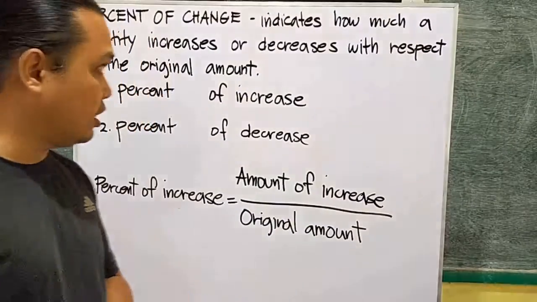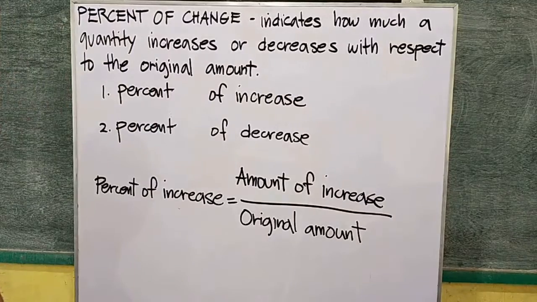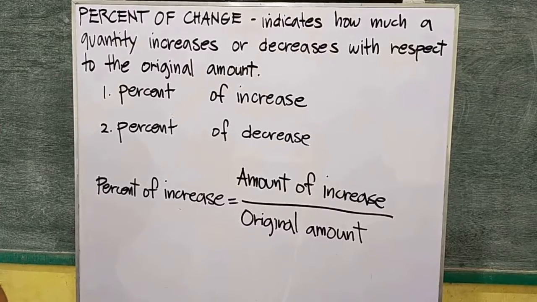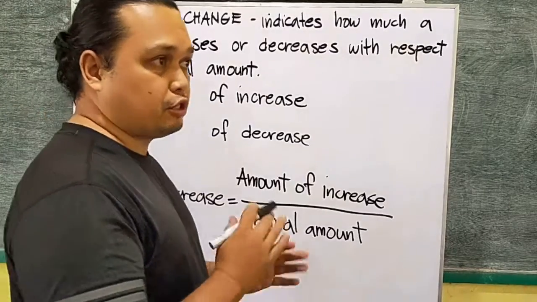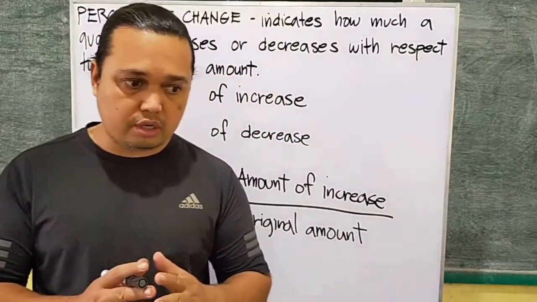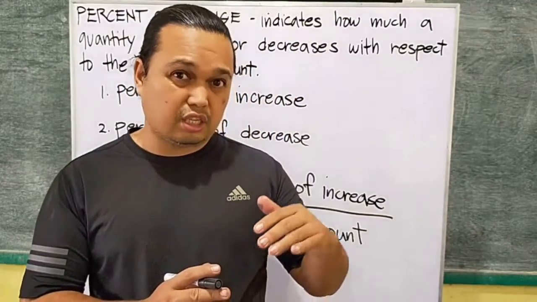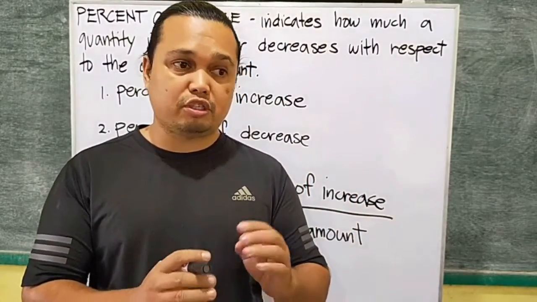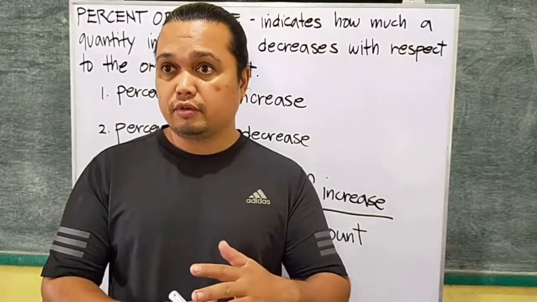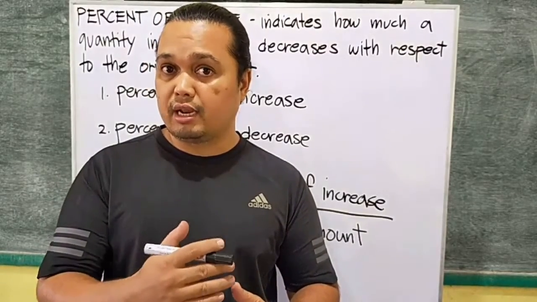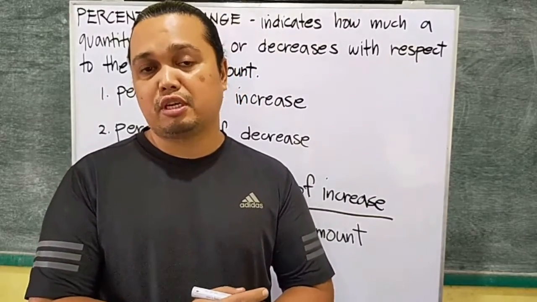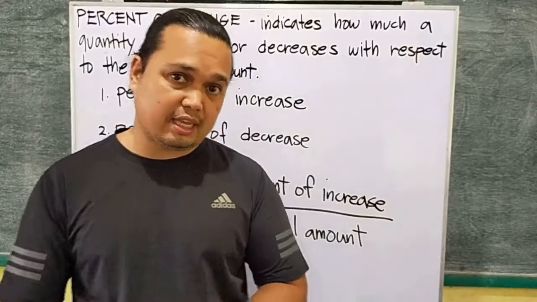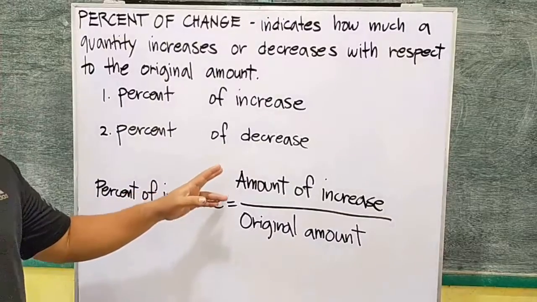Okay, it indicates how much a quantity increases or decreases with respect to the original amount. Percent of change is a change, whether it increases or decreases, and how many percent the change is from the original amount. Okay, that's the percent of change. It has two kinds: percent of increase and percent of decrease.